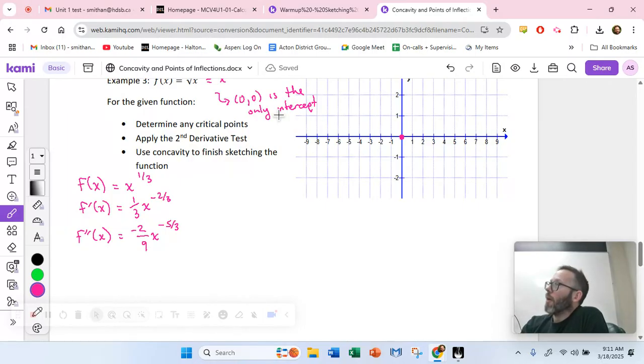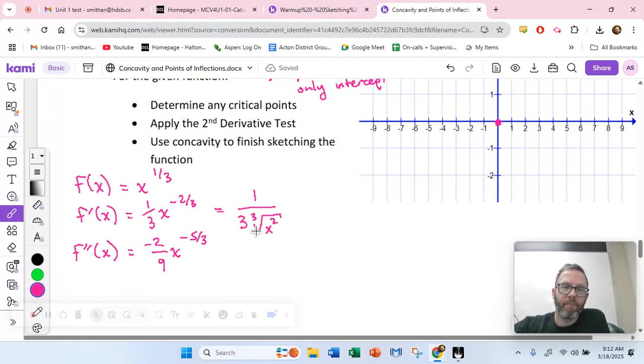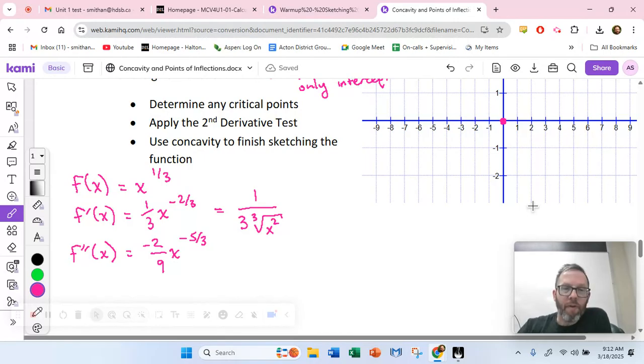And those are the derivatives. I'm just going to rewrite those in terms of radicals. So the derivative would be 1/3, and then x to the power of 2/3. It would be the third root of x squared. And I think I can zoom in a little bit there. And the second derivative would be minus 2 on top over 9, so x to the power of minus 5/3. The 3 is the root, and the 5 is the power. So it'd be the third root of x to the power 5. So we have our derivatives.